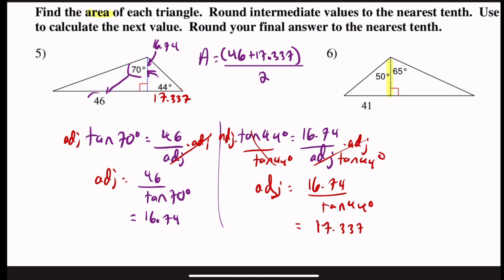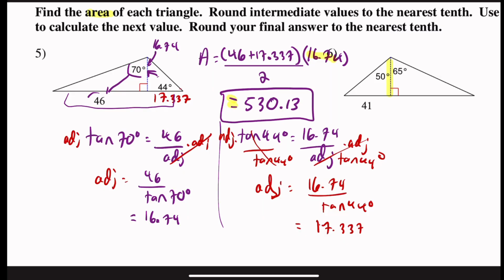So that gives us 46 plus 17.337, because that would be the size of the total base. And then we're going to multiply it by the height of 16.74, right over here. And so when we do that, the area ends up being about 530.13, and that'll be units squared, right? So whatever those units are, it would be this.